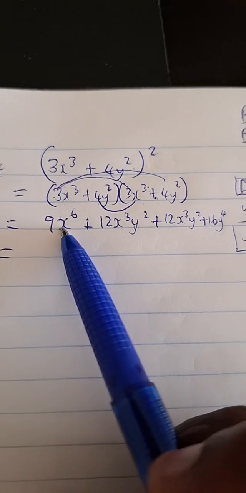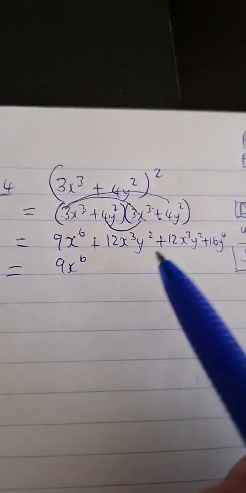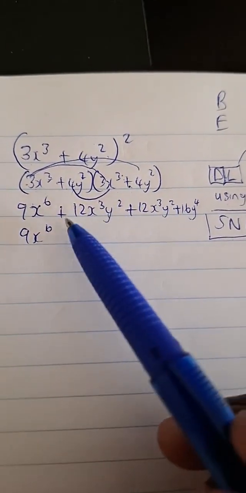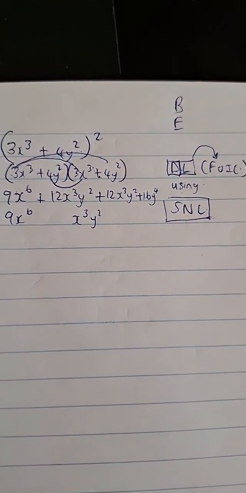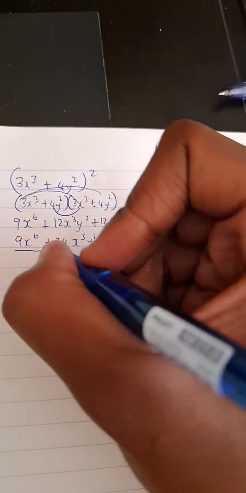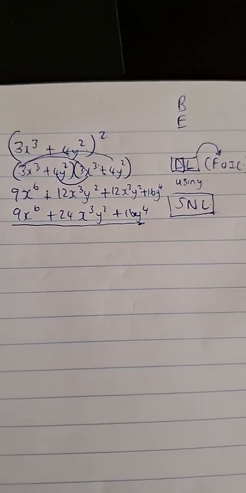Then easily from this point onwards, what we simply do is we add the like terms. Are there any like terms? Oh, indeed. We can see the middle terms, they are like. So that means we keep the variable. Then we add the coefficients. Plus 16y to the power 4. There are no other like terms, so we leave the answer as it is.